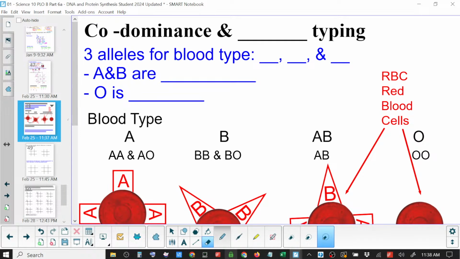Okay, I do want to go over blood typing before we're done, because we have 5 more minutes. Codominance and blood typing. We have 3 alleles for blood type. This is a lie. We have 4, but I'm not going to tell you about that.